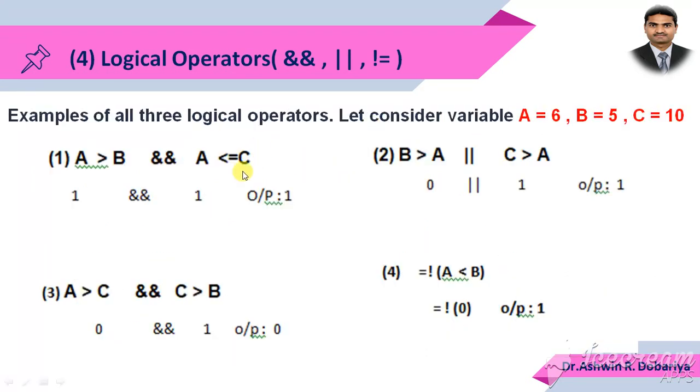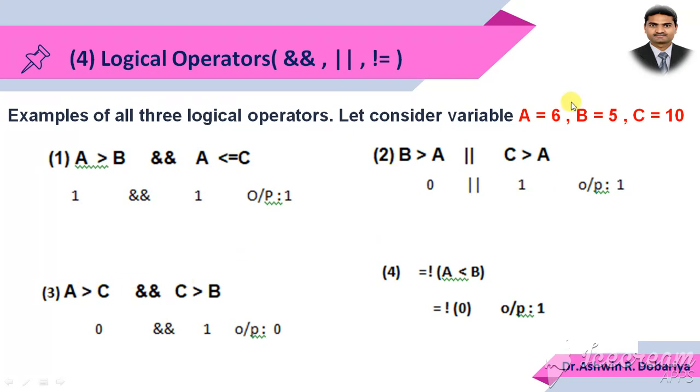So this is the execution process in the AND and OR operators. And a few examples of that. Suppose variable a is equal to 6, b is equal to 5, c is equal to 10. Now a greater than b: as per these values, this condition is true, so the return value is 1. Here a less than or equal to c, this condition is also true. Both conditions are true and the logical operator is AND, so the overall result is true, which means 1. Now here b greater than a, this condition is false, which means 0. Or c is greater than a, yes, this condition is true, 1. So out of two conditions, one is true, so overall it returns true, and the output is 1.